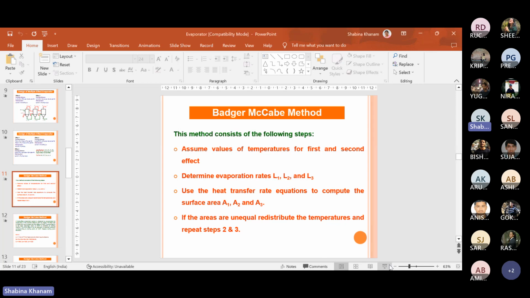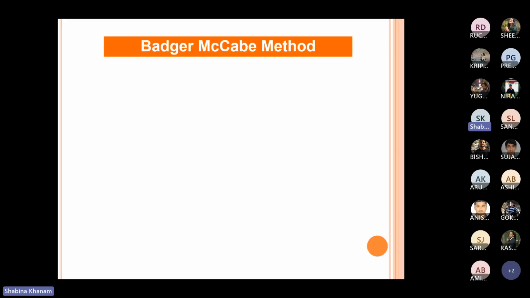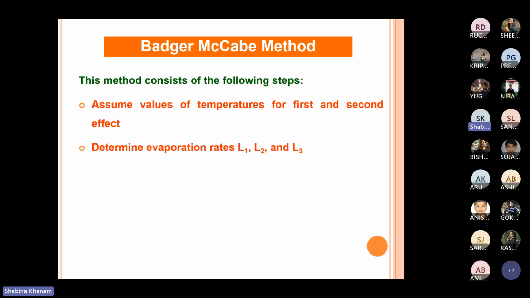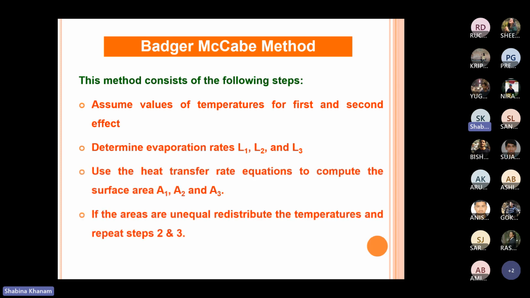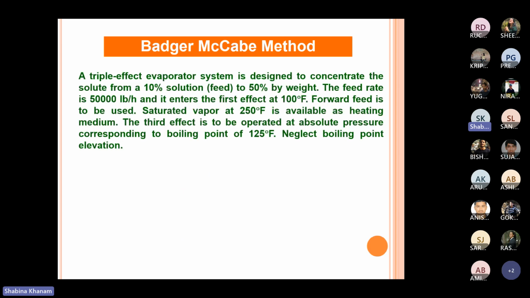So in this way we have the different steps involved in the Badger-McCabe method, and let's discuss this with the help of one example so that the approach is clear to you. Here I have one example for a triple effect evaporator system, designed to concentrate solute from 10% solution to 50% by weight. So xf is 0.1 and, with forward feed, x3 should be 0.5. That concentration of feed and product is already given.